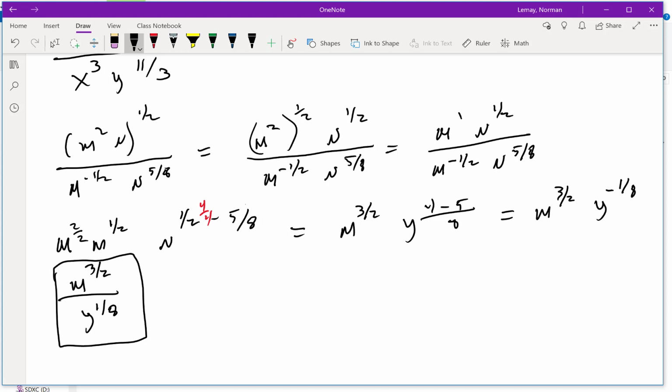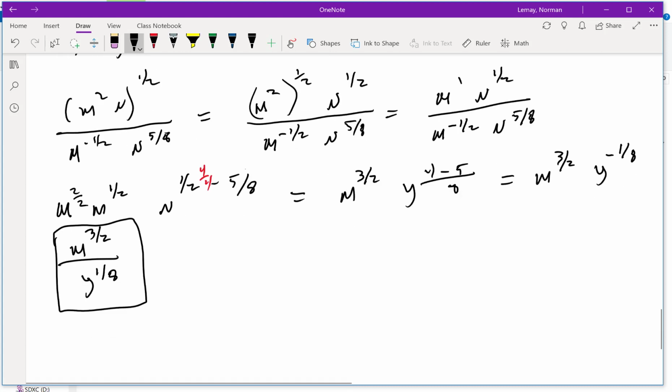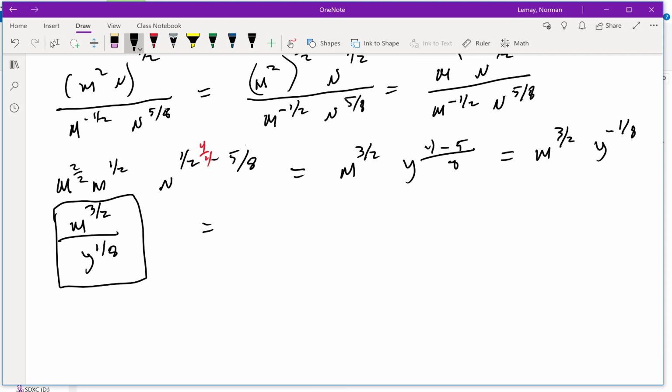But just to go one step further, just in case, let's note that this is the square root of m cubed divided by the 8th root of n, just to have one more example of putting it back into radical format. So, all right, that's the video.